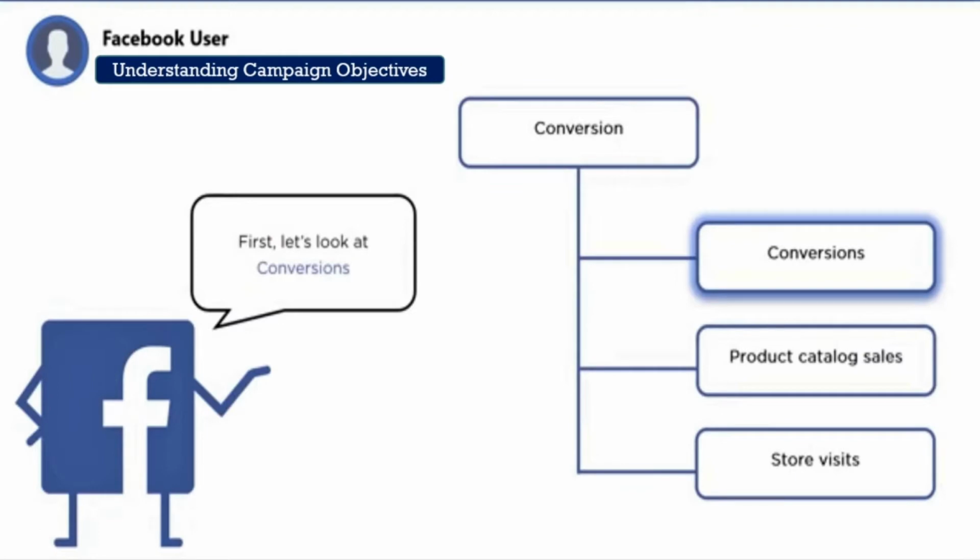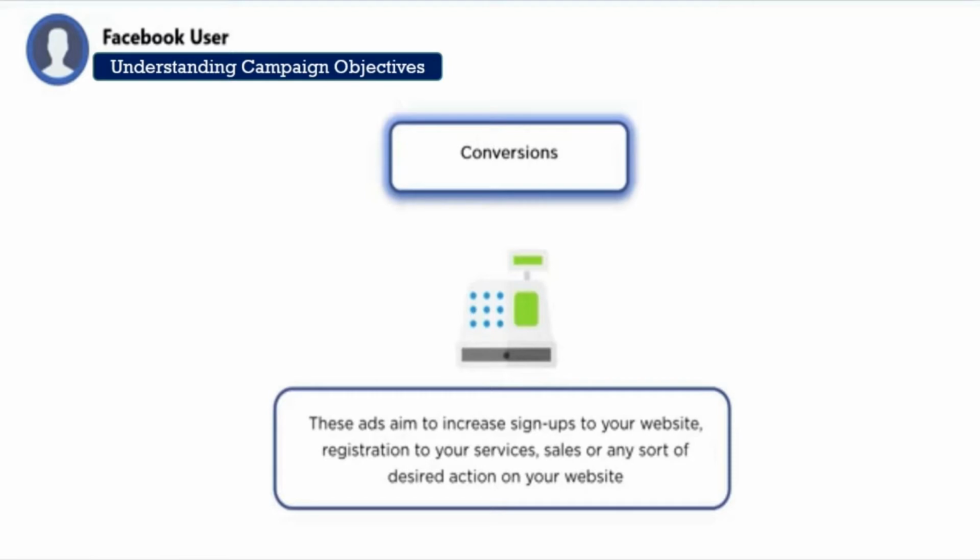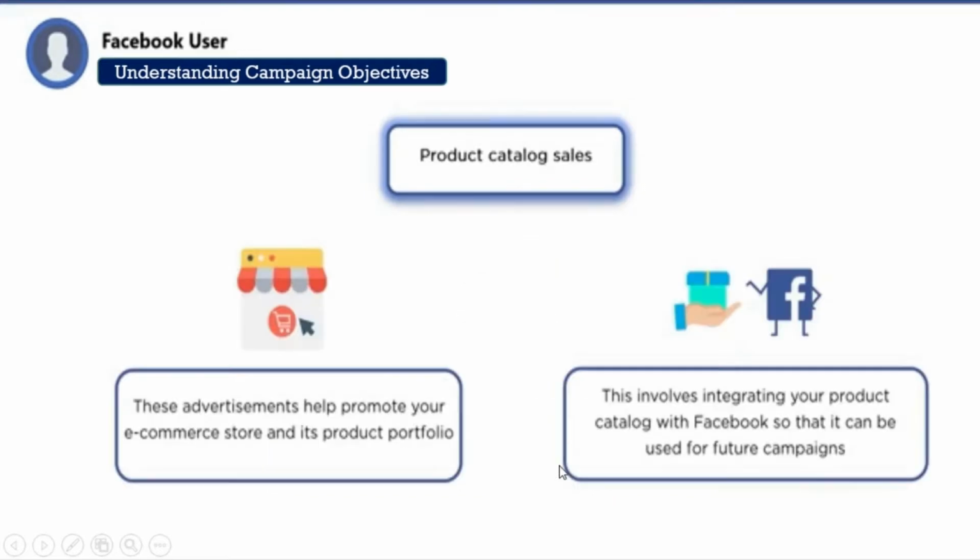This one is conversion. Now what do we mean by conversion? This ad aims to increase sign ups to your website, registration to your service, sales, or any sort of desired action on your website. So product catalog sales. This advertisement helps promote your e-commerce store and its product portfolio. Those of you that want to do or are doing e-commerce, I think product catalog ads will be good for advertising your product.